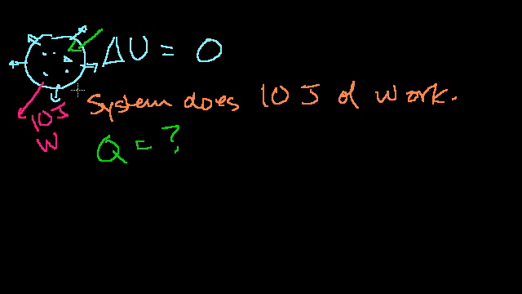If it didn't, the internal energy would have gone down by the amount of work we had. So 10 joules, and if this is the net work, the only way that we can add energy outside of work is through heat. So 10 joules of heat must have been added. So we can write 10 joules of heat added to system.